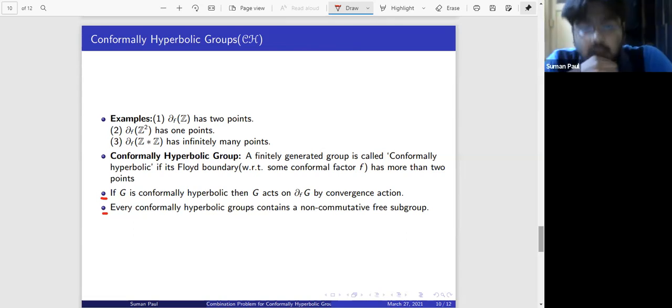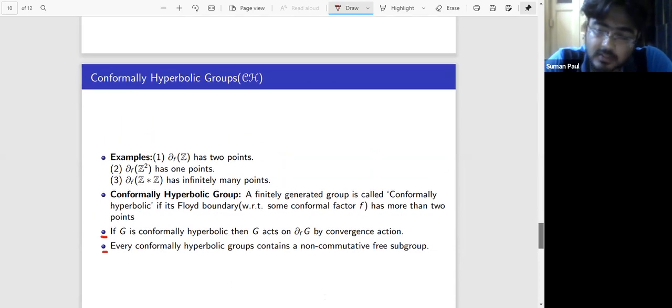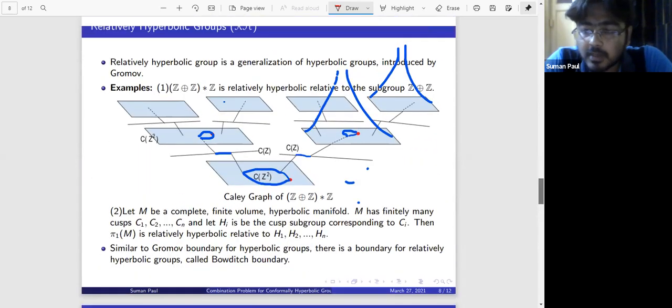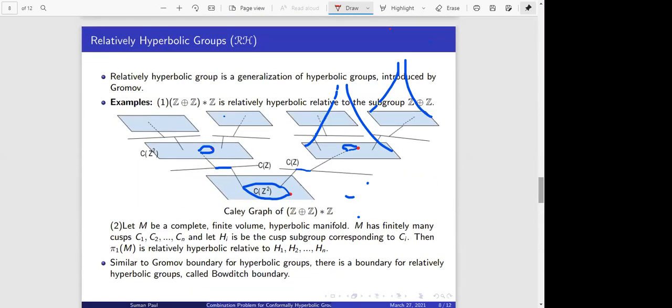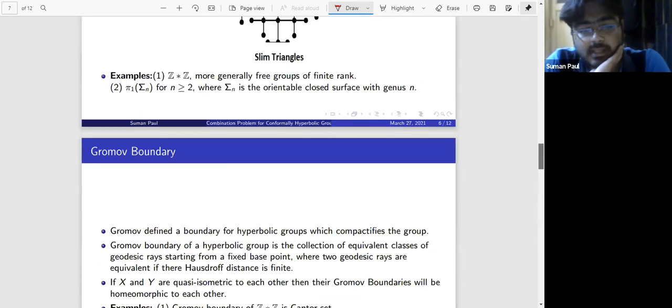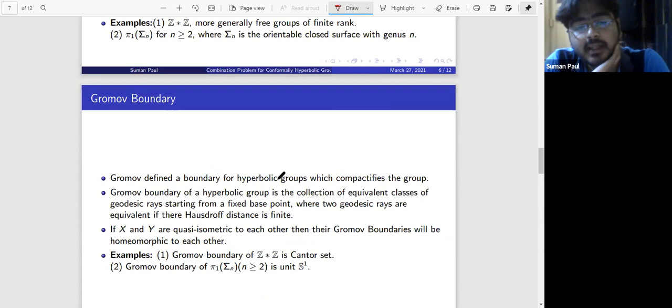And I should mention that for infinitely generated hyperbolic groups, you can similarly define them, but for that, the Gromov boundary will not be compact. As I've said, the Gromov boundary compactifies the hyperbolic groups, but it is for finitely generated.